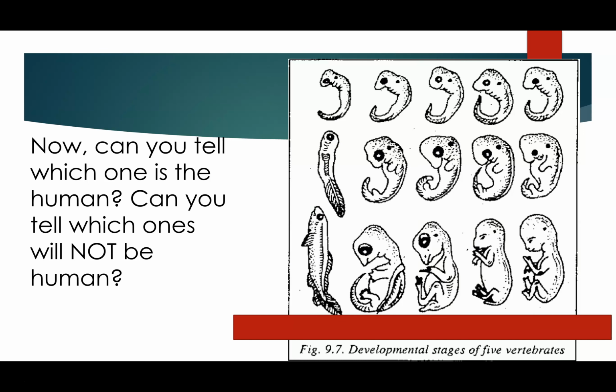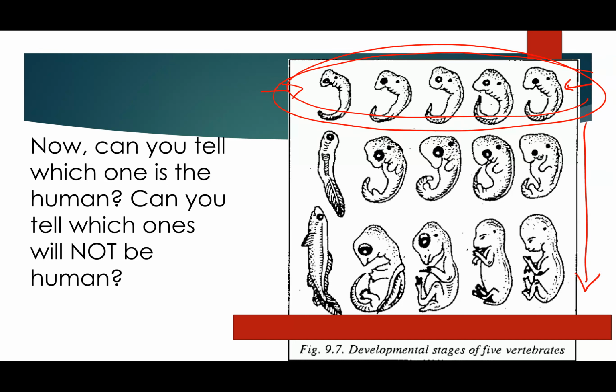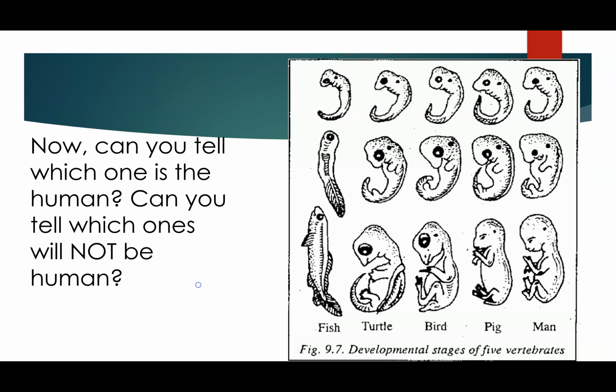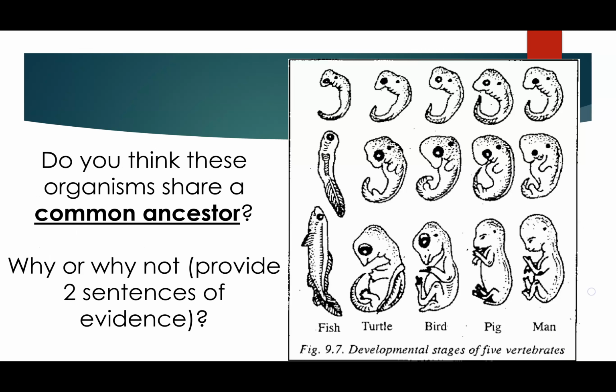Now can you tell which one is the human? Hopefully, yes. So these are the later stages of embryonic development. But do you see, right at the beginning, they all look pretty similar. At the end, not the same at all. Let's see what they are. We've got a fish, a turtle, a bird, a pig, and a human. So there you go, just driving that point home.